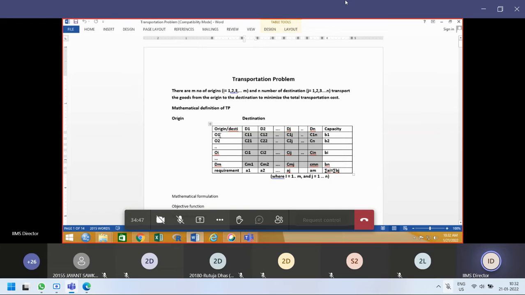But whenever you transport the goods from an origin to the destinations, what is the capacity of this origin? What is the capacity of the origin? This indicates the capacity, because as I said, the capacity and requirement is very important.